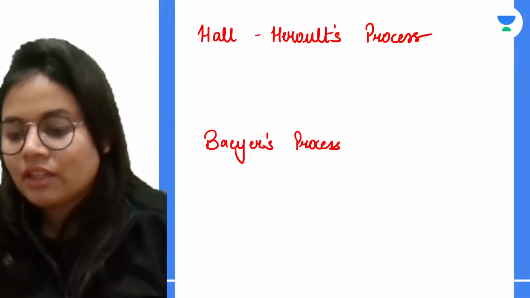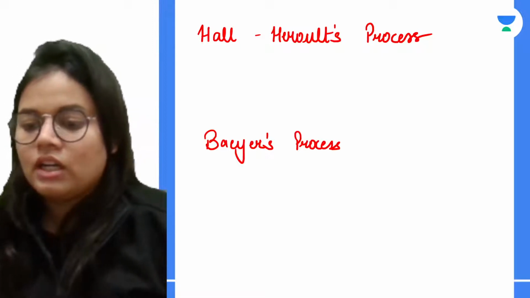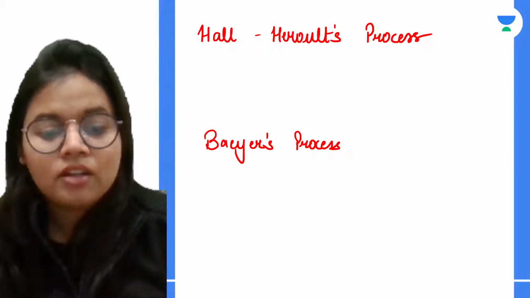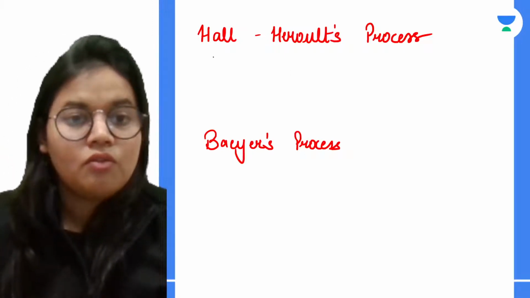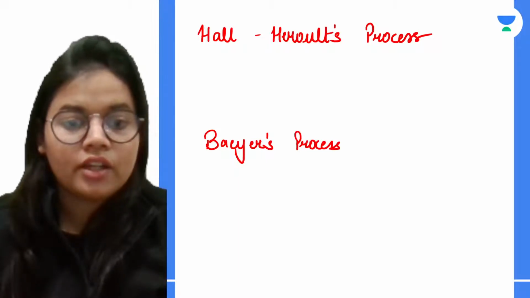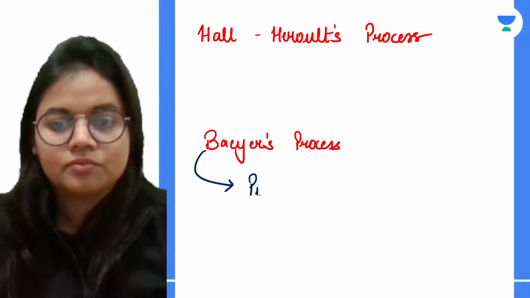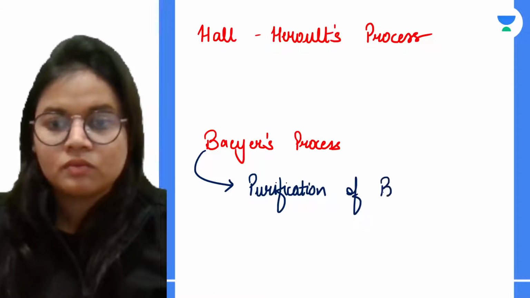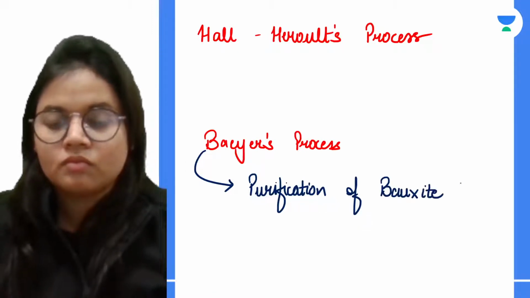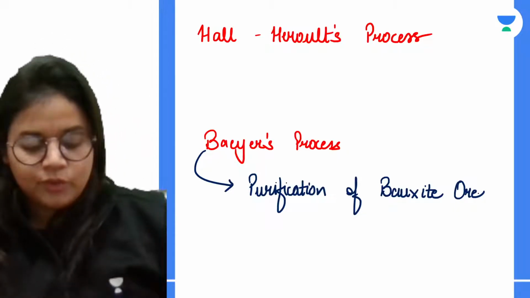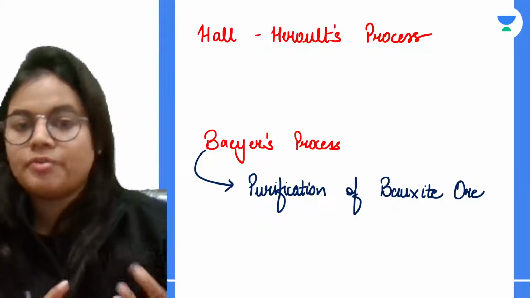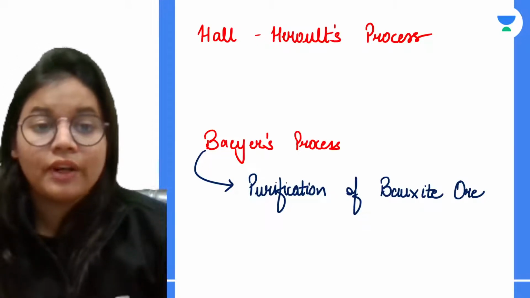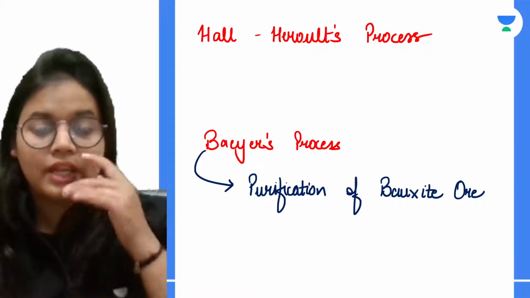Okay, we also have another process which is not in your syllabus right now, that is refining of aluminium. Now this Bayer's process is for purification of bauxite ore. Okay, so as I told you, there are twisted questions. First question is what is Bayer's process? Simply. Second is how is bauxite ore purified? So in two ways the questions can be asked, but the answer would remain the same.